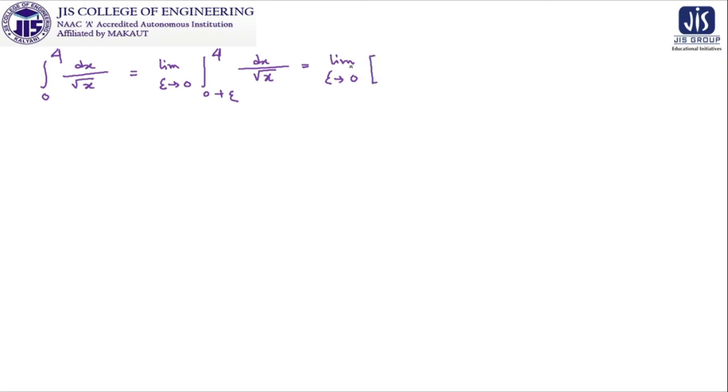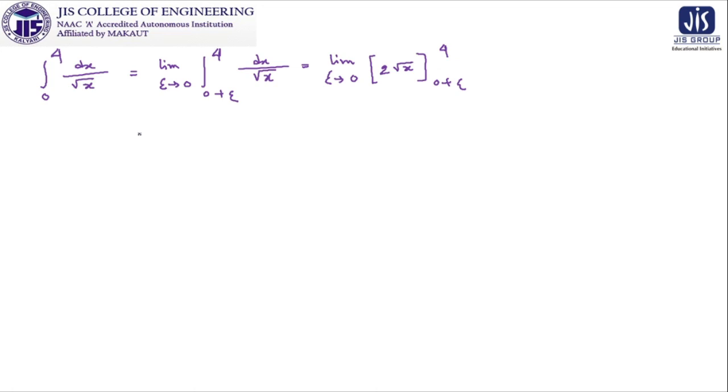after integrating, we get x to the power minus half in the numerator. So x to the power minus half, after integration it will be x to the power minus half plus 1 by minus half plus 1. That means x to the power half by half, that 2 will be coming in the upper part. So 2 into x to the power half, that is 2 into root over x. Okay, and 2 into root over x from 0 plus epsilon to 4.